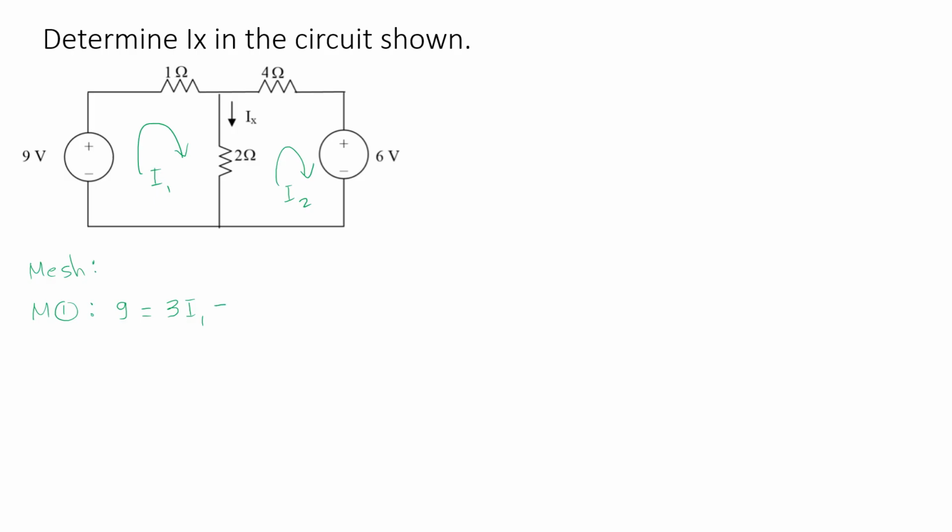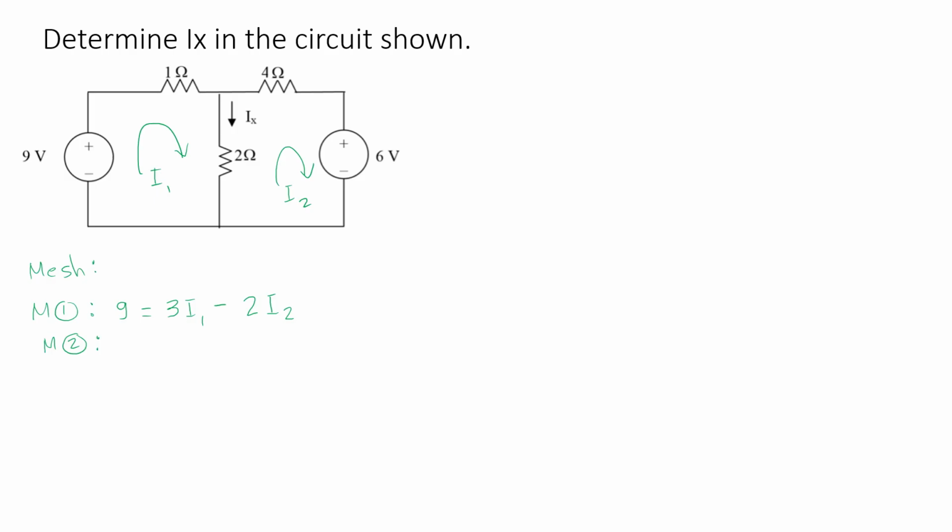And since there is a common resistance between meshes 1 and 2, I will subtract the product of the common resistance between meshes 1 and 2 multiplied by the mesh current in the adjacent mesh, meaning adjacent to mesh 1, and that is I2. So that gives me the equation in mesh 1. I now go to mesh 2.